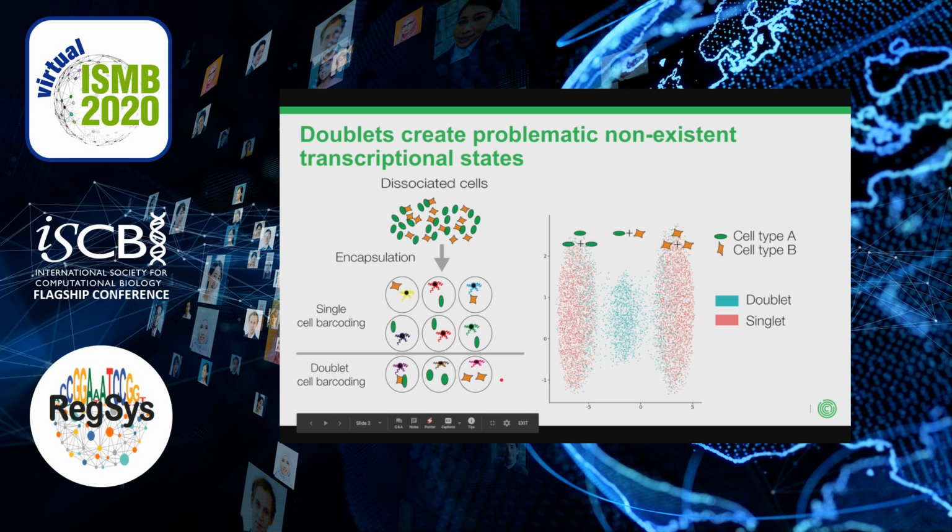These doublets can be particularly problematic when they come from two distinct cell types. So on this plot over here, we have a low-dimensional embedding of some mock data in which we have two cell types, and we have doublets of those cell types. Doublets with two different cell types, which we call heterotypic doublets, can be particularly problematic because they create these non-existent transcriptional states, which can lead to improper biological inferences about new cell types or new cell states.